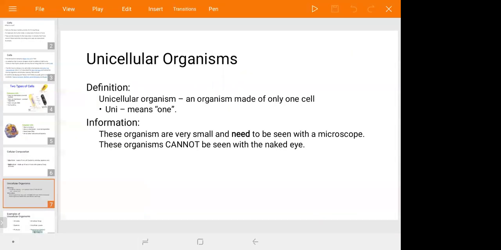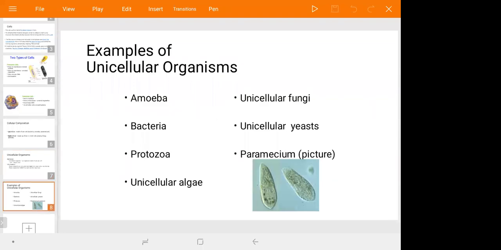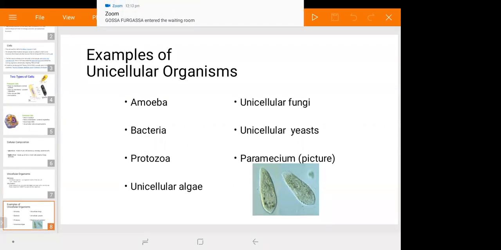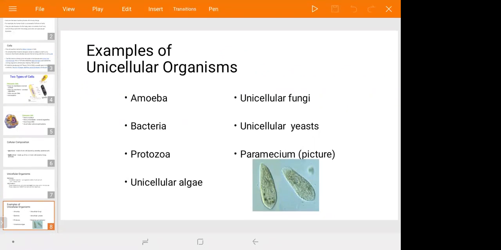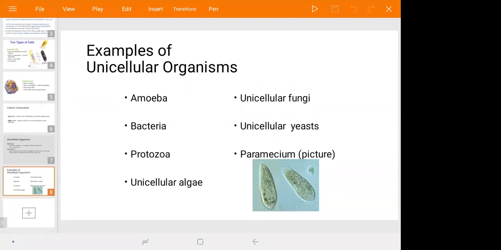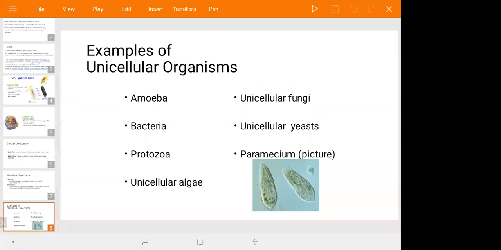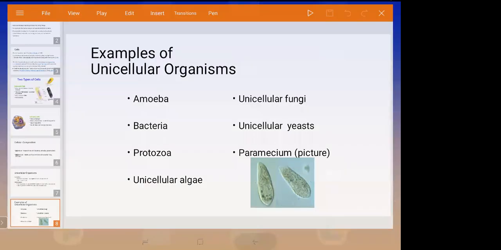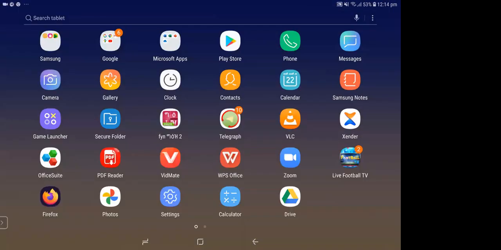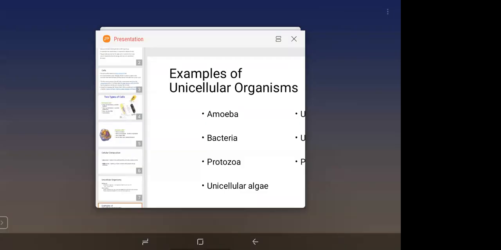The other information concerning the cell is, for example, as you observe here on PowerPoint: amoeba, bacteria, protozoa, unicellular algae like Chlorella, Spirogyra, and unicellular fungi. What we said earlier, yeast and paramecium from protista or protozoa are some of the examples that we can mention under the unicellular organisms. So in simple terms, is that much a lot?